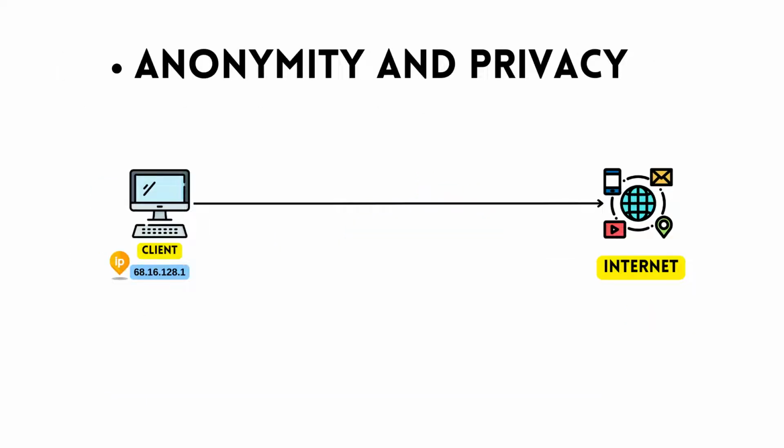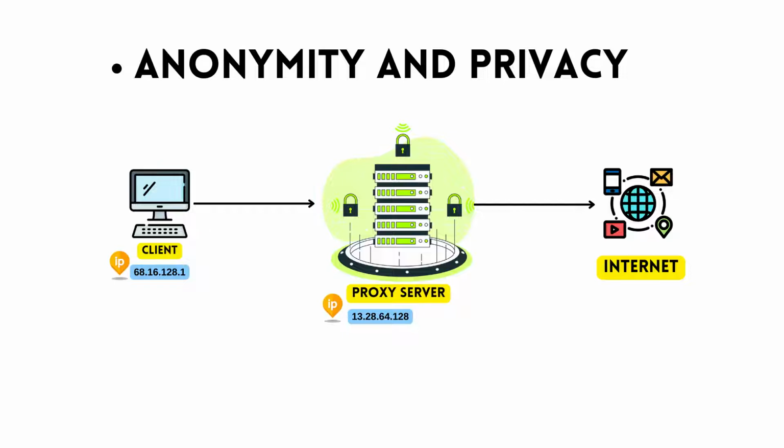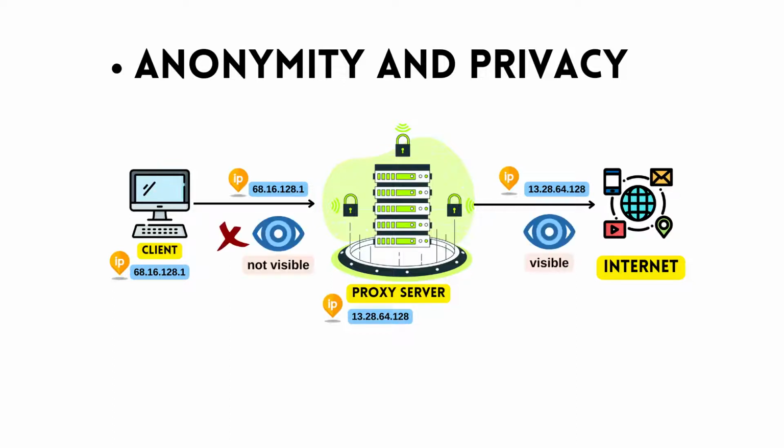If you connected to the Internet without using a proxy server, web servers can see your IP address. Therefore, your movements may be shared with advertisers and other users without permission. Proxy server hides your IP address. When you access the Internet through a proxy server, your IP address is not directly visible to the target server. Instead, the target server sees the IP address of the proxy server. This provides a level of anonymity for the user.